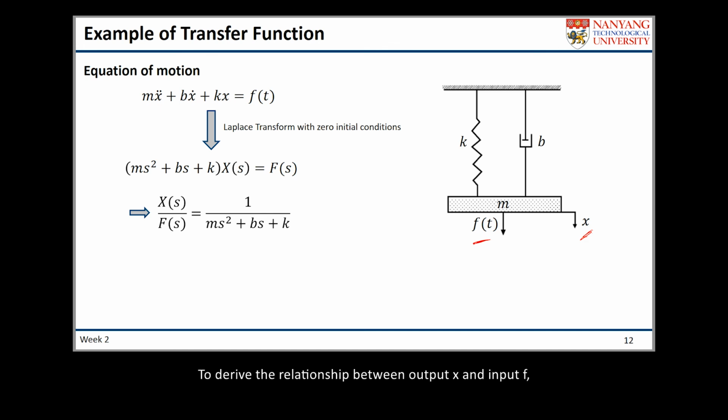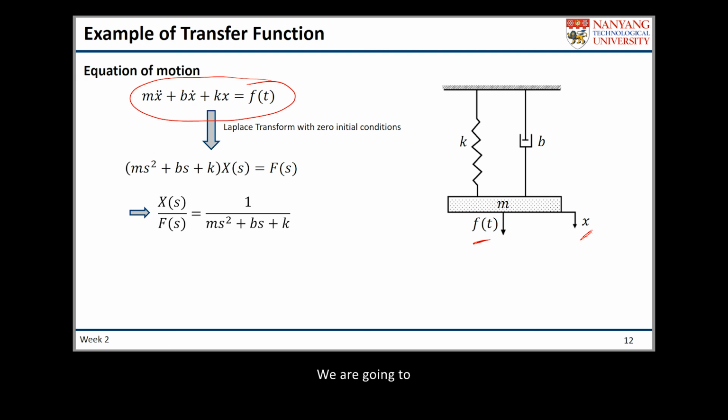To derive the relationship between output x and input F, the model in differential equation form can be represented as in this equation. We are not going to discuss here how to derive this equation. We will discuss it later in the next topic. But for the time being, just accept that this is the model that correlates the input F and output x. So you have the model in differential equation form. We are going to transform this differential equation form into transfer function form. So how to do that?